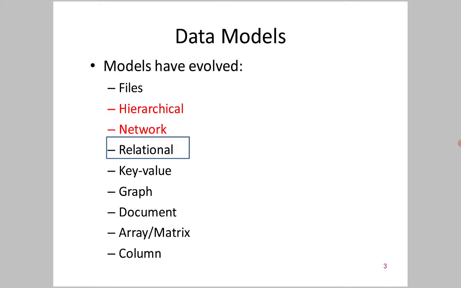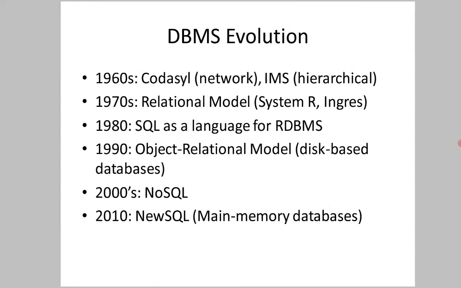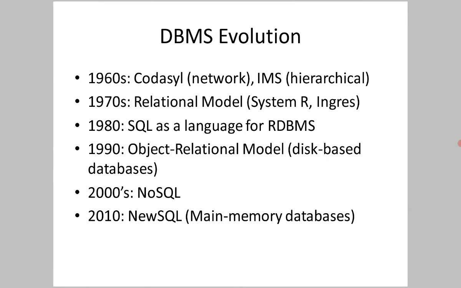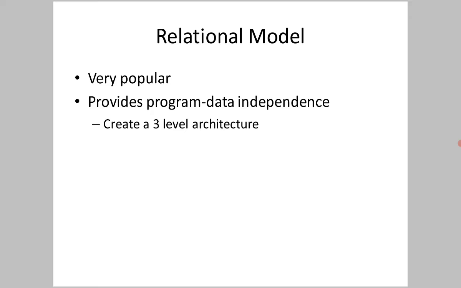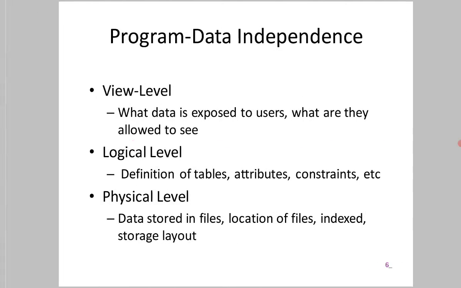Data models have evolved like files, hierarchical, network, relational, key value, graph, document, array, and matrix. So this is about DBMS evolution and the relational model. What is a relational model and how to use it? The relational model is very popular and provides program data independence, creating a three-level architecture.